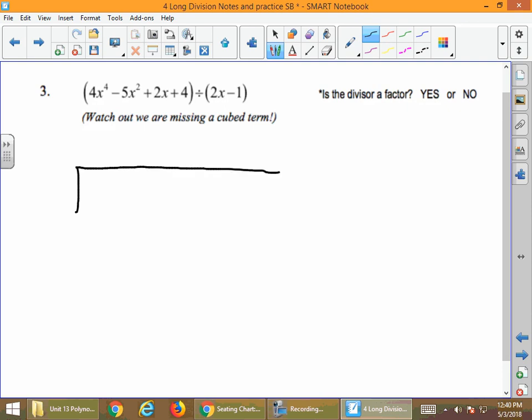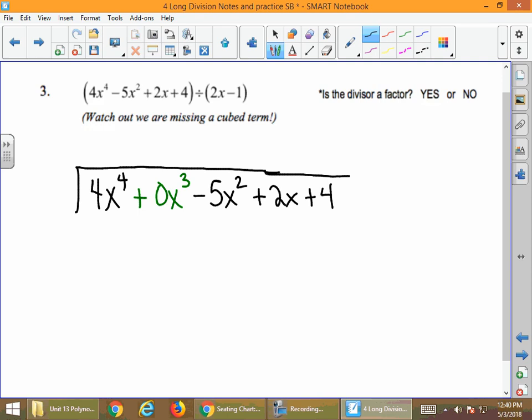But we do need to be careful because we need to leave at least a space for the cube term. We need to have a spot for every degree. So it's going to be 4x to the fourth. I personally like to write plus 0x cubed, just as a place marker. Then we have minus 5x squared plus 2x plus 4. Descending order, like I said, standard form. We're going to divide by 2x minus 1.